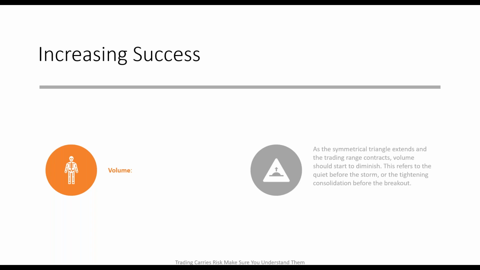We want to look at volume. Volume is your key here. Volume is the thing that says, okay, you did everything right and the markets are thinking the same as you. As the symmetrical triangle extends and trading ranges contract, volume should start to diminish. This refers to the quiet before the storm, or the tightening consolidation before the breakout.